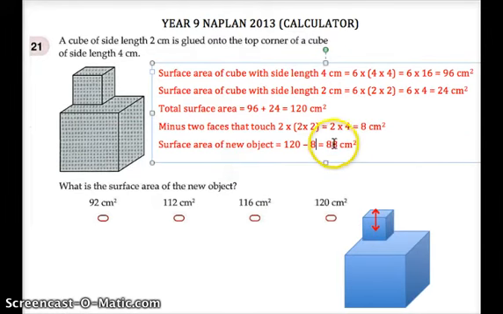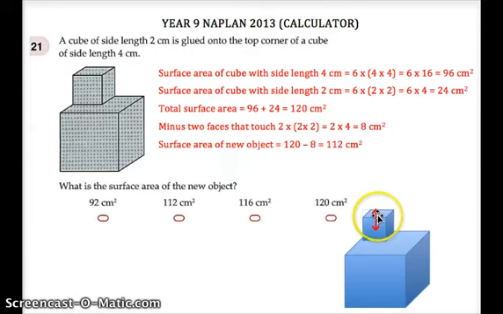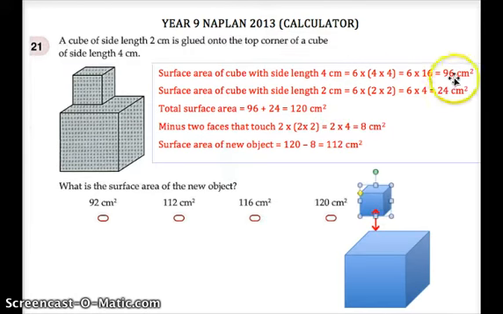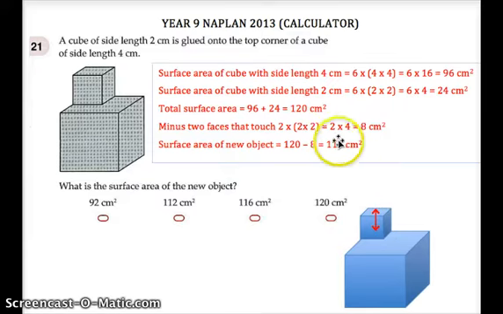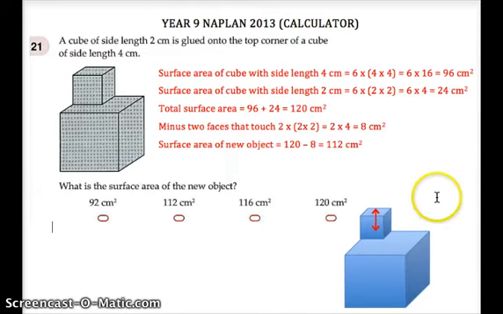And so the surface area of the new shape is the 120, because we added those 2 together, minus, you'd have 2 times 2 down the bottom there, which is 4, and that would sit on top of 4 centimeters squared as well. So you would take away 2 lots of 4, which is 8 centimeters squared. So 120 minus 8 is the surface area of the new object, which is 112 centimeters squared.